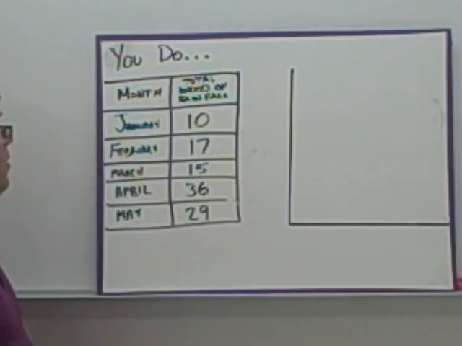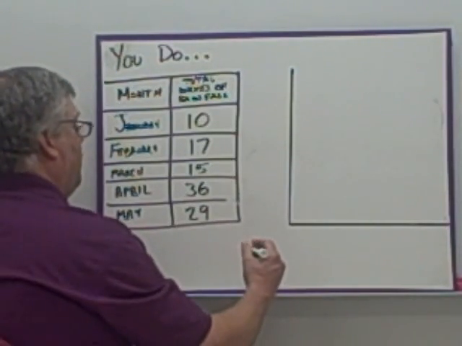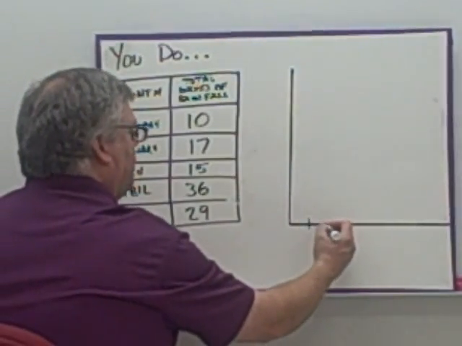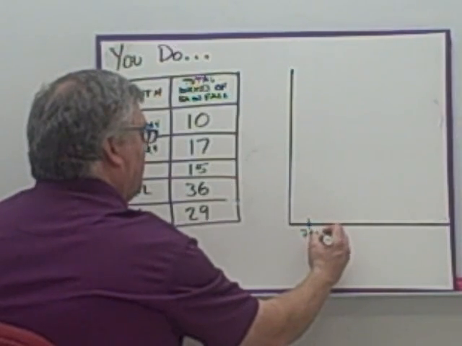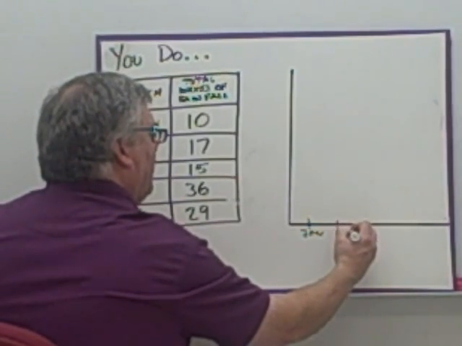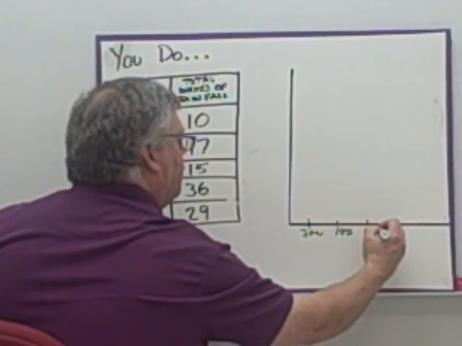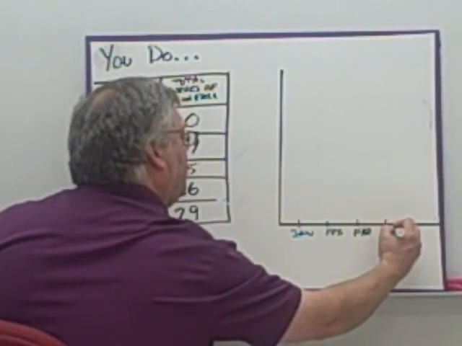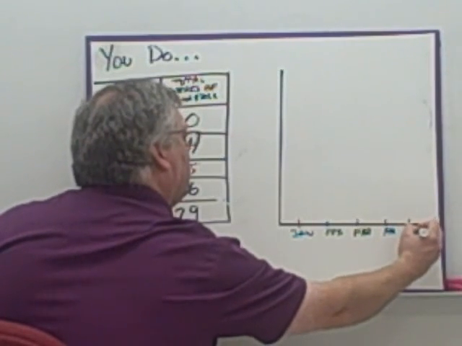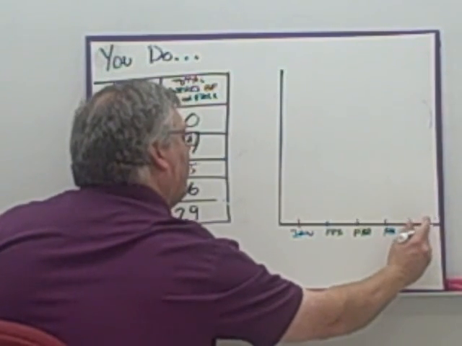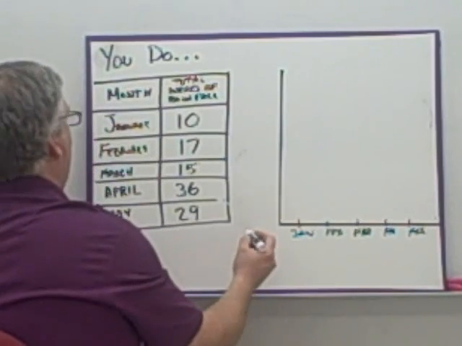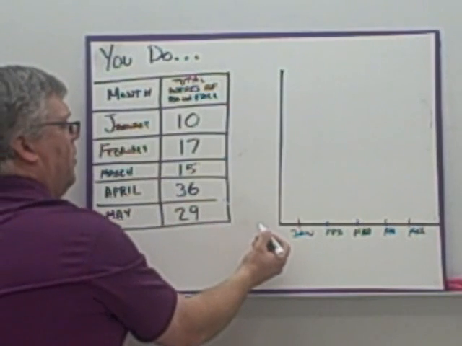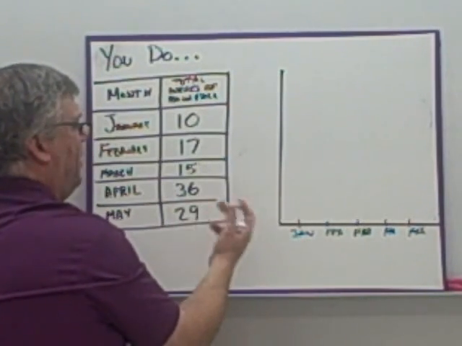Welcome back. Now, your table should look something like this. Your graph should look something like this, where you have January, February, March, April, May. And the lowest one is 10, the highest one is 36. I'm going to count up by 5.